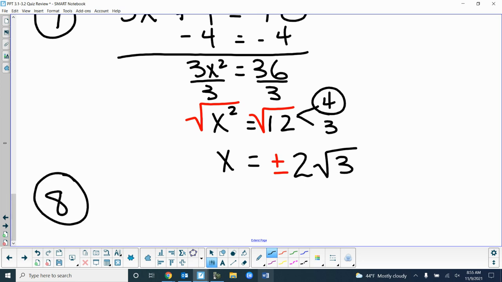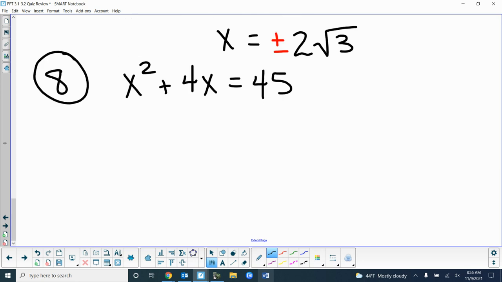All right, number 8. This says solve by factoring. All right, we got an x squared, an a value of 1, an x, a b value of 4, and a c value over on the other side. Okay, so if we have to solve by factoring, we want to set it equal to 0 to start. So I have to subtract the 45 over.